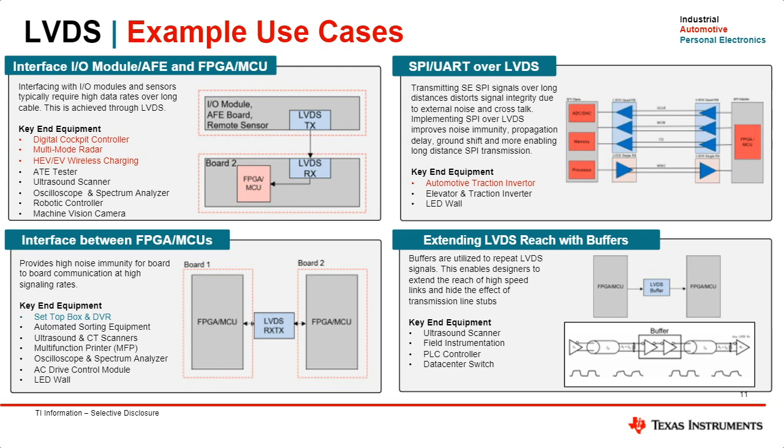If you're interested, I also have a reference design that talks more in detail of implementing SPI over LVDS. At the end of this presentation, there will be a link for that. And then the last use case is for extending the reach of LVDS with buffers. And so LVDS buffers, as I mentioned, repeat the LVDS signal. They can also be used in multi-drop configurations to hide the effect of transmission line stubs. So I'll talk a little bit later about the different buffers that TI has in our portfolio.